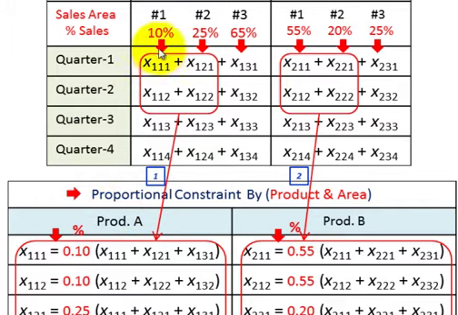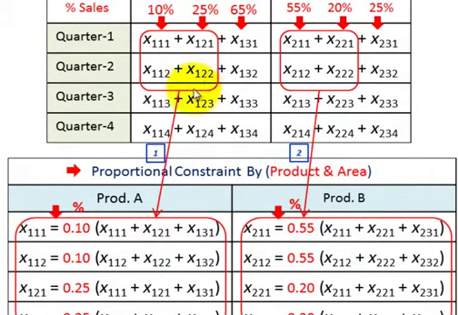Then for our next, looking at our index, we'll start here with 25% for sales area 2, quarter 1, X121. Let's see how that fits in. We go down here and put X121 is equal to 0.25, or 25%, times that entire row, that entire quantity, with everything added together. Okay, so that's how that's done.